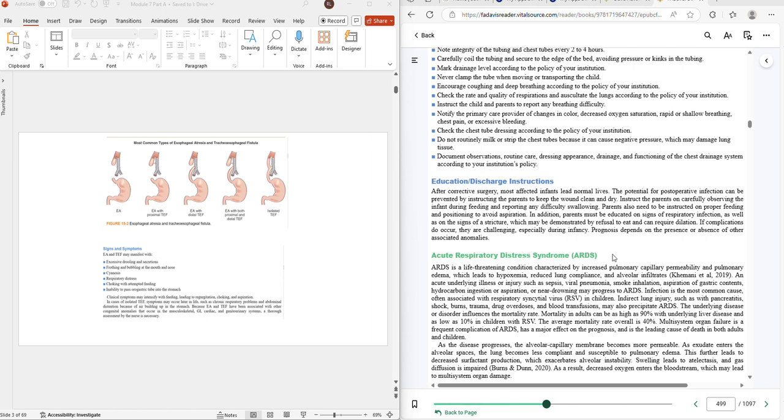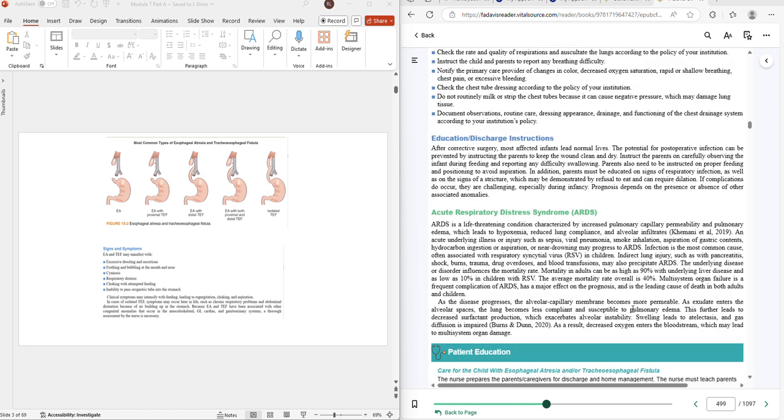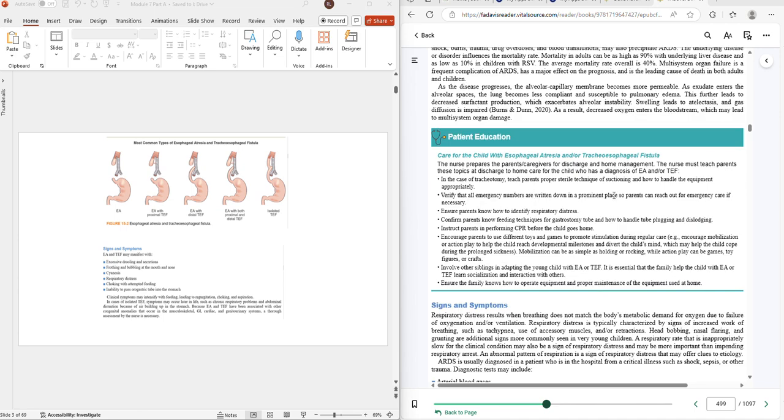Talks about chest tubes. And then ARDS, acute respiratory distress syndrome. Of course, it's life-threatening. It's increased pulmonary capillary permeability and pulmonary edema. Okay, this causes hypoxia. Alveolar infiltrates. They're filled with something other than air, which is not good, right? This can be caused by aspiration, smoke inhalation, sepsis, near drowning, lots of different things. So make sure you read through that. And then patient education on the EAs and TEFs is here.